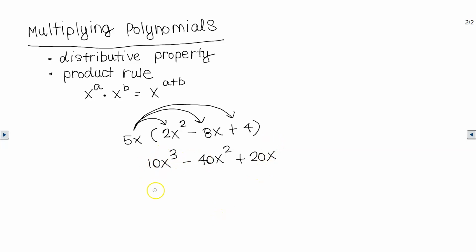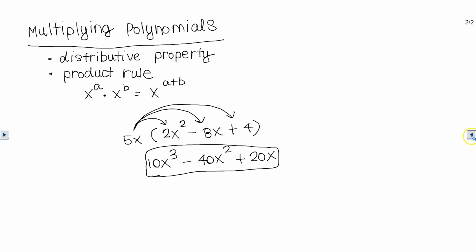Now, once I'm finished distributing, then I should check my answer to see if there are any like terms that I can combine. So I need to make sure that that answer is simplified as much as it can be. I have x to the third, x to the second, and x to the first. None of those are like terms, so this would be my final answer.